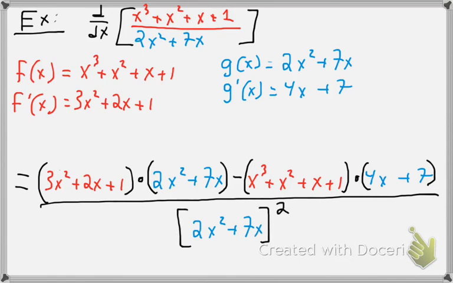Doing it this way, we can then immediately plug our functions into our quotient rule formula. And this gives us 3x squared plus 2x plus 1 times the quantity 2x squared plus 7x, minus the quantity x cubed plus x squared plus x plus 1 times the quantity 4x plus 7. This is all over the quantity 2x squared plus 7x, quantity squared.